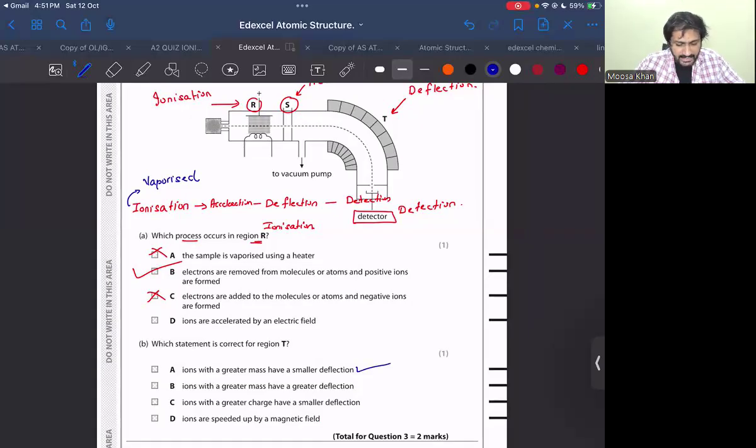B says ions with a greater mass have greater deflection. This is wrong, because the angle of deflection in a mass spectrometer, as we were studying just yesterday, basically depends upon charge. If the charge is greater, the angle of deflection would be greater. But if the mass is greater, the angle of deflection would be smaller. That's why B is wrong. C says ions with a greater charge have a smaller deflection. That is incorrect, because ions with a greater charge will have a greater deflection, not a smaller deflection. The smaller is wrong over here.